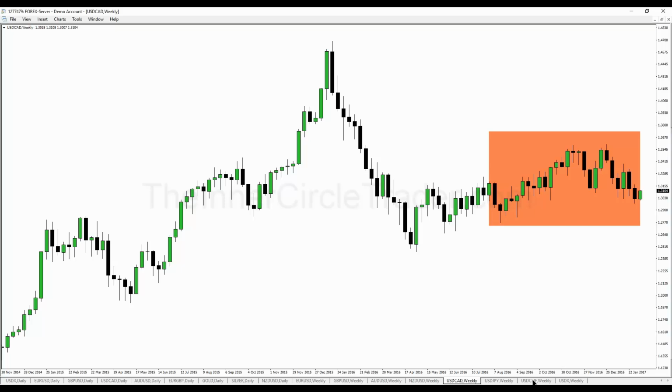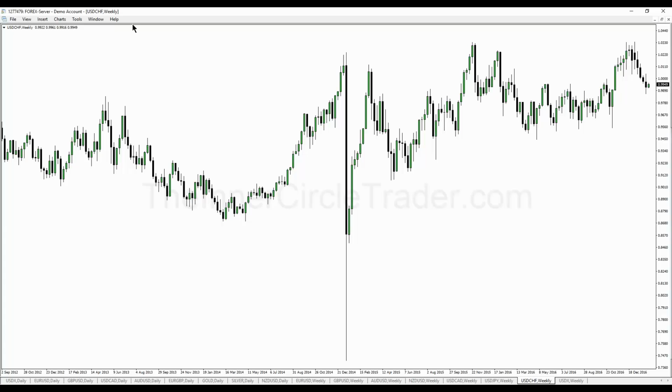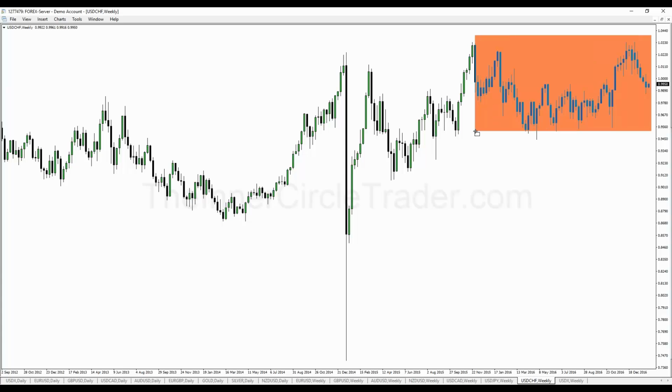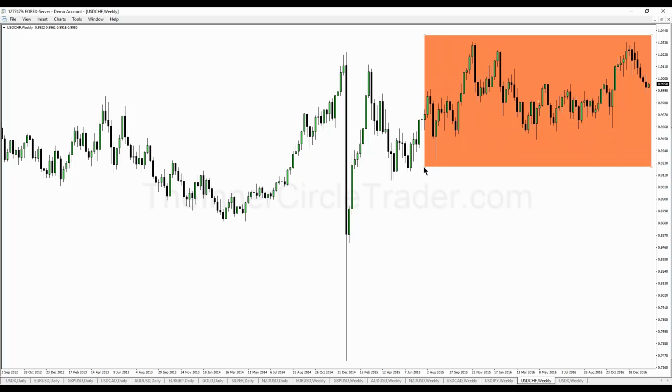We're going to skip over yen. We're going to go to dollar Swiss first. And I shouldn't have to draw this on here, but I'm going to do it for completeness sake. You can see that we have the Swissy against the dollar. It has also maintained a distinct range. It's consolidating on the weekly chart.